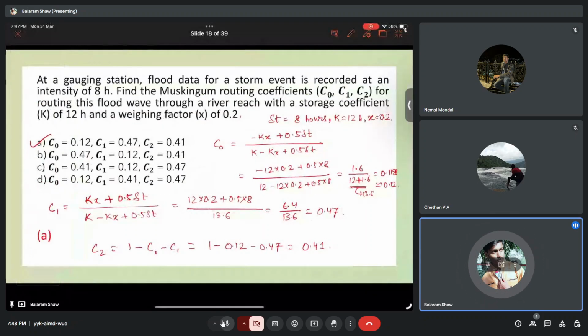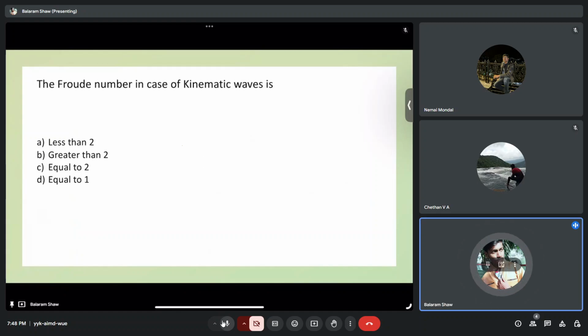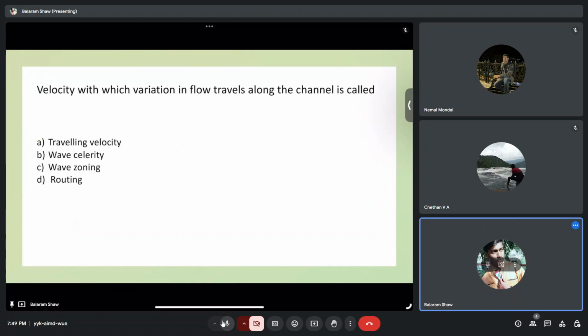Okay, so this we have done. Next question is, the conservation form of the Saint-Venant equation includes, you have seen it includes all these terms, that is local acceleration term, convective acceleration term, pressure force, inertial force, friction force, and all. So the correct answer will be all. Okay. Yeah, the Froude number in case of kinematic waves, we have seen that it should be less than 2. So the correct answer would be A, that is less than 2. Okay. Next question is, the velocity with which variation in flow travels along the channel is called the wave celerity. Just now we have seen. Correct answer would be B.